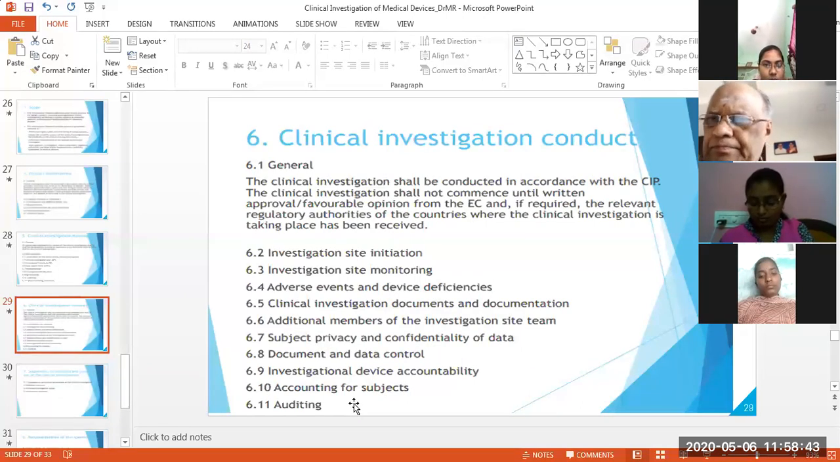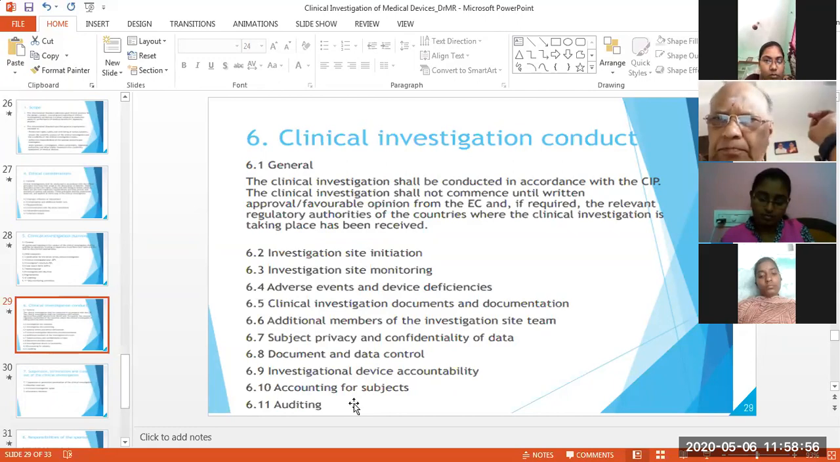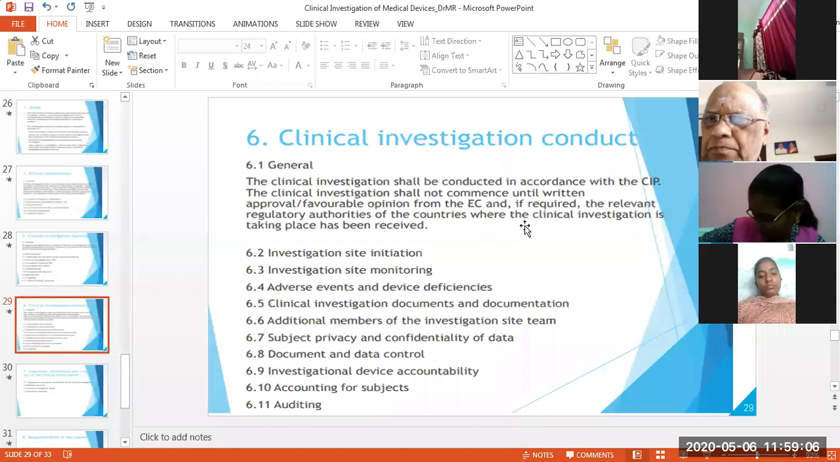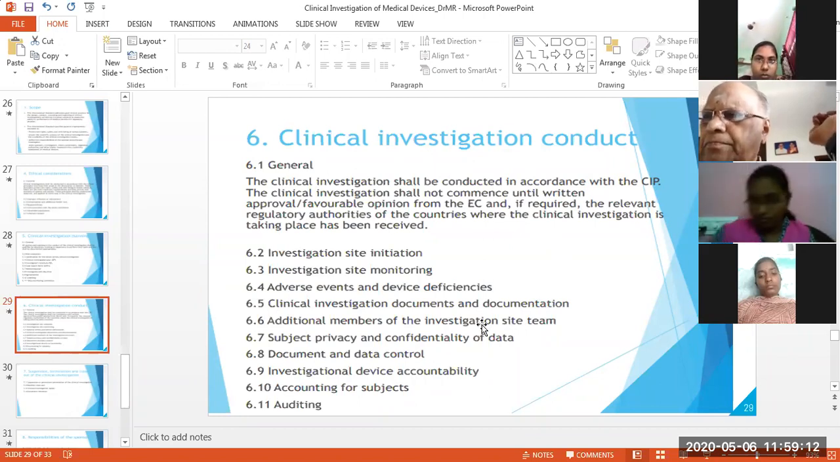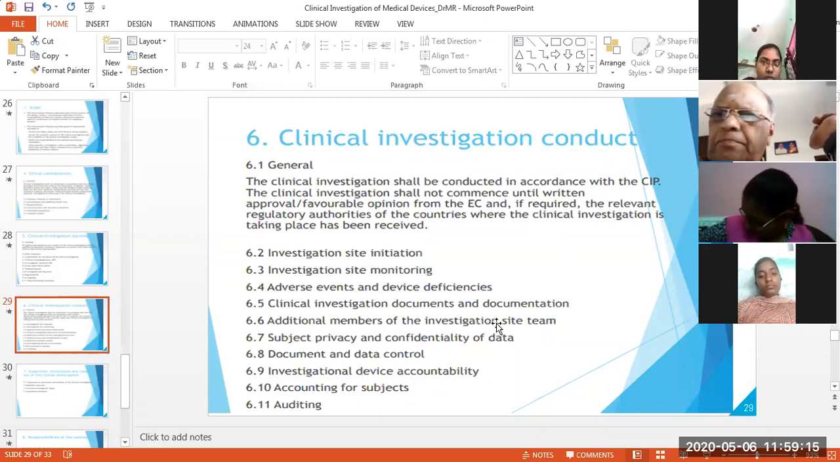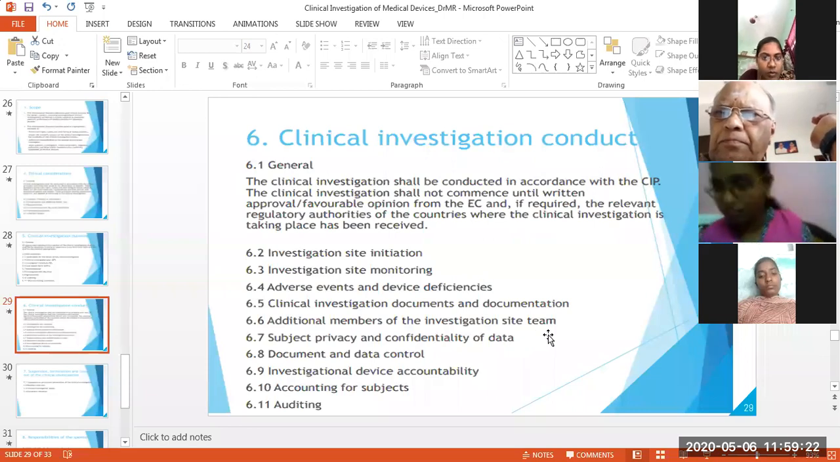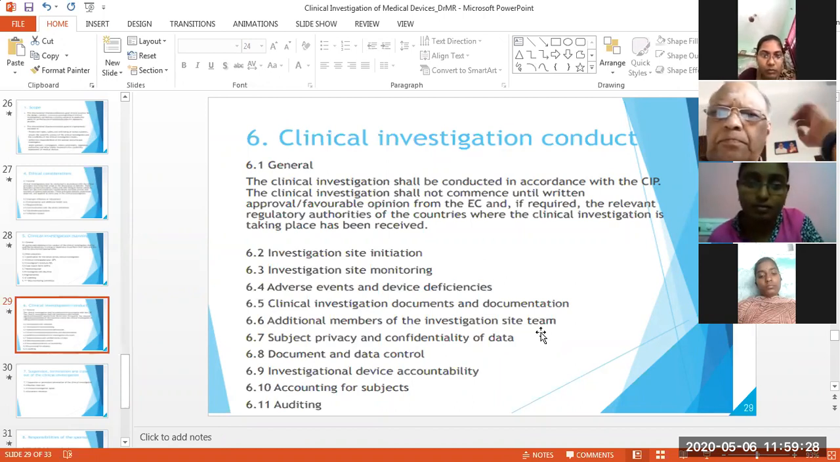These are the different chapters you have to follow while conducting. That means, after giving the justification why you are conducting the clinical investigation, you have to explain everything. What is the site you are taking, where you are going to conduct this clinical investigation, who is going to monitor the site, that is 6.3 investigation site monitoring. So what are the possible adverse events and device deficiencies you have to report, and 6.5 clinical investigation documents and documentation. So what are the reports we have obtained? Everything should be documented. And 6.6 additional members of the investigation site team. So who are the other members involved to monitor this investigation? That also you have to document.